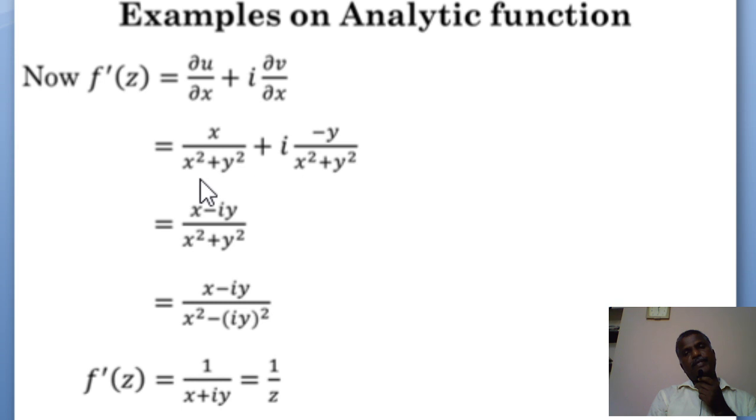With the same denominator, x minus iy divided by x square plus y square. In the denominator, we express x square plus y square using i. So it is x square minus iy whole square, a square minus b square, that is a plus b into a minus b. X minus iy cancels, and we have only 1 by x plus iy. So this is nothing but 1 by z. So the derivative of log z is 1 by z.